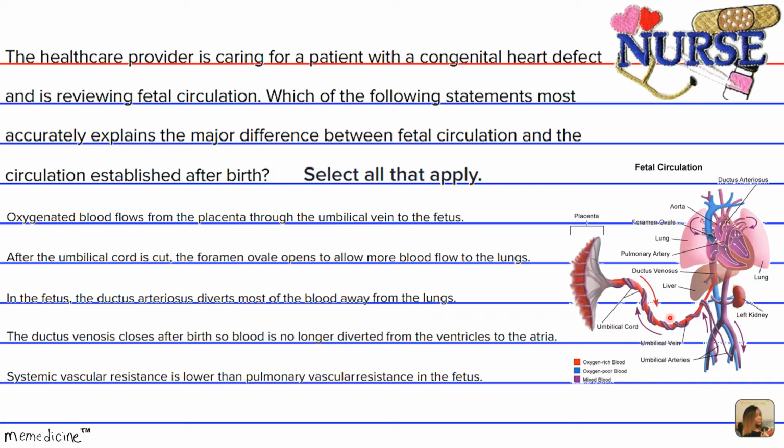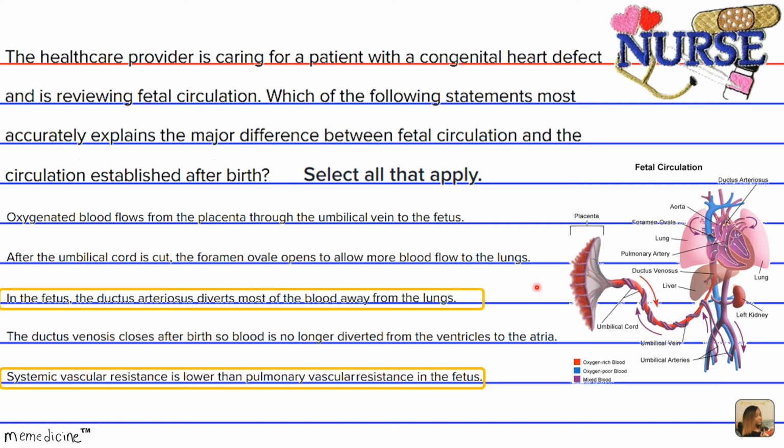And of the choices given, the major differences between fetal circulation and post-fetal circulation are going to be that systemic vascular resistance is lower than pulmonary vascular resistance. In the fetus, the ductus arteriosus diverts most of the blood away from the lungs.